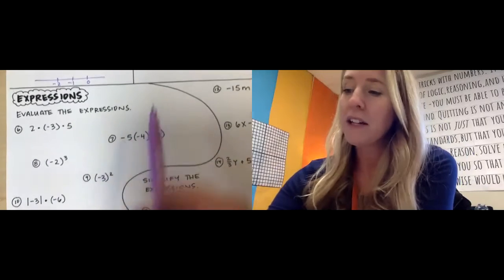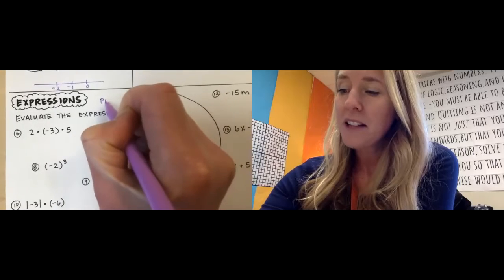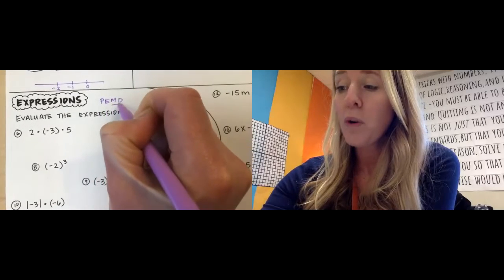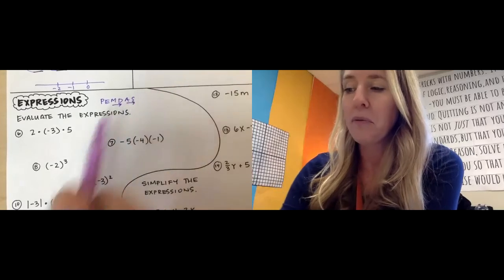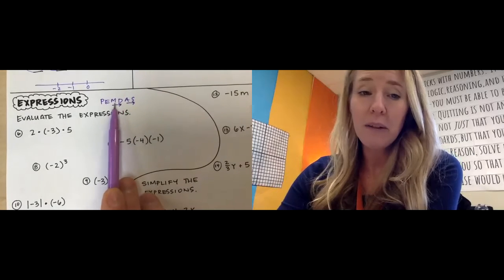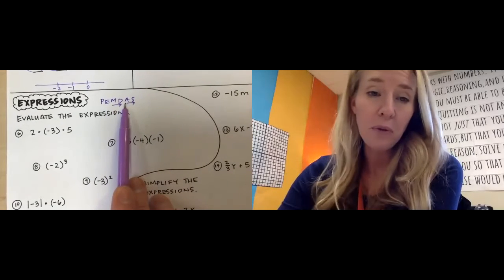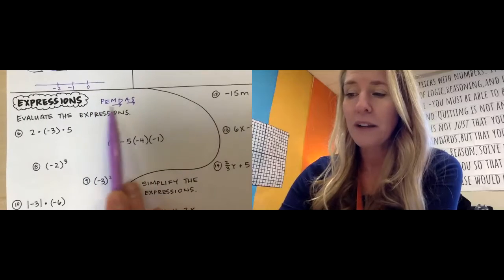PEMDAS always has me do any parentheses, exponents, multiplication, or division from the left to the right, and then addition or subtraction from the left to the right. So I could technically divide before I multiply. I could subtract before I add. That's why I like to write it like that.